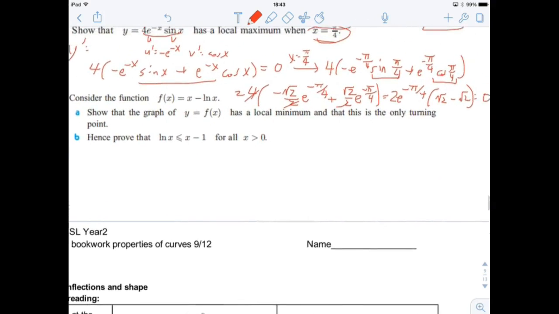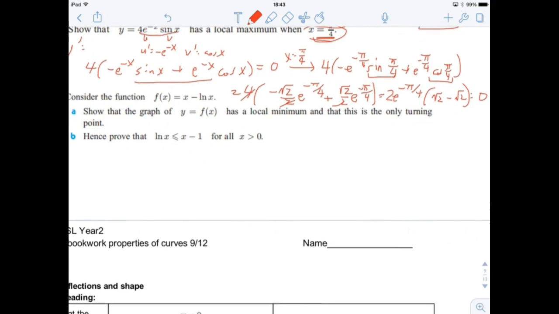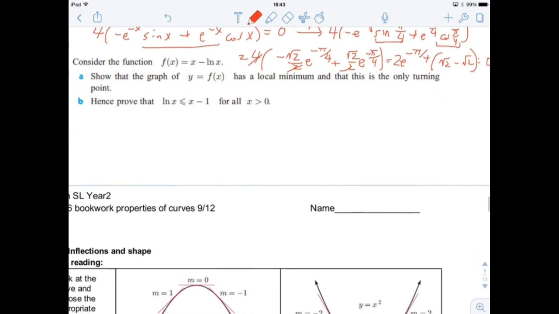Now, if they didn't give us this number here, we probably don't know how to figure that out using algebra. Okay? So that's why they didn't ask us to figure that out.